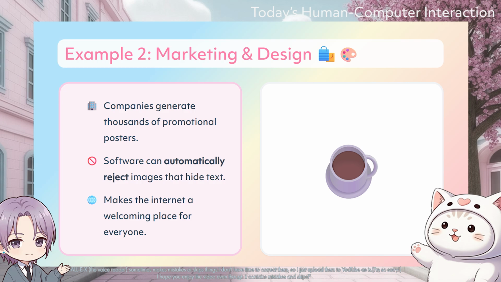For example, if a company generates a street view poster for a new coffee shop, the software will make sure the shop sign does not vanish into the background for someone with green blindness. This automated checking saves time and makes the internet a much more welcoming place for everyone.